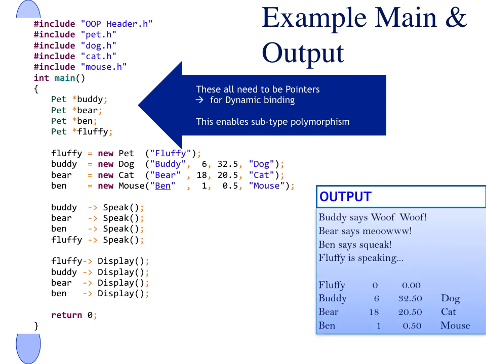So here's the output. You notice that depending on the type of animal that we created, the proper speak method from that animal was invoked. So Buddy say woof woof, that was a pet. Bear say meow, that was a dog. Ben say squeak, that was the mouse, and Fluff is speaking.